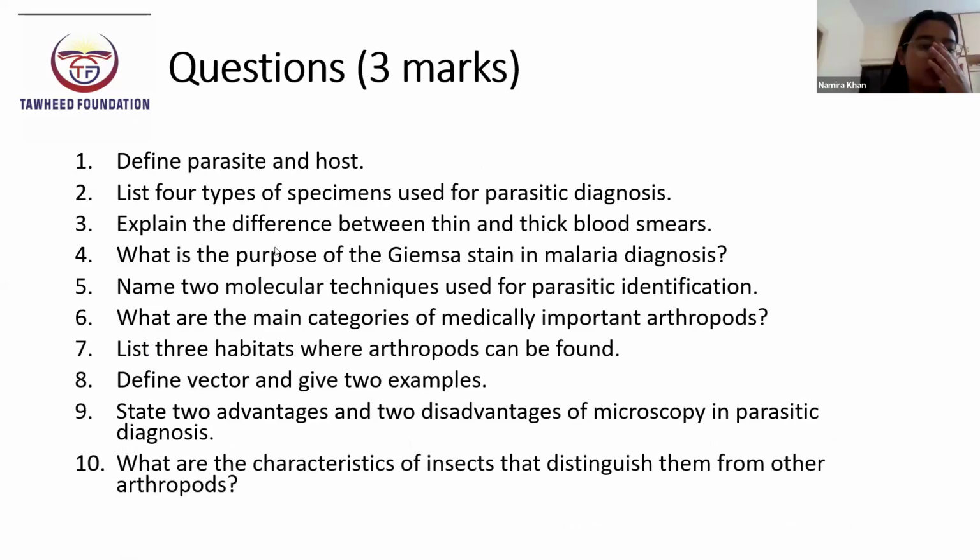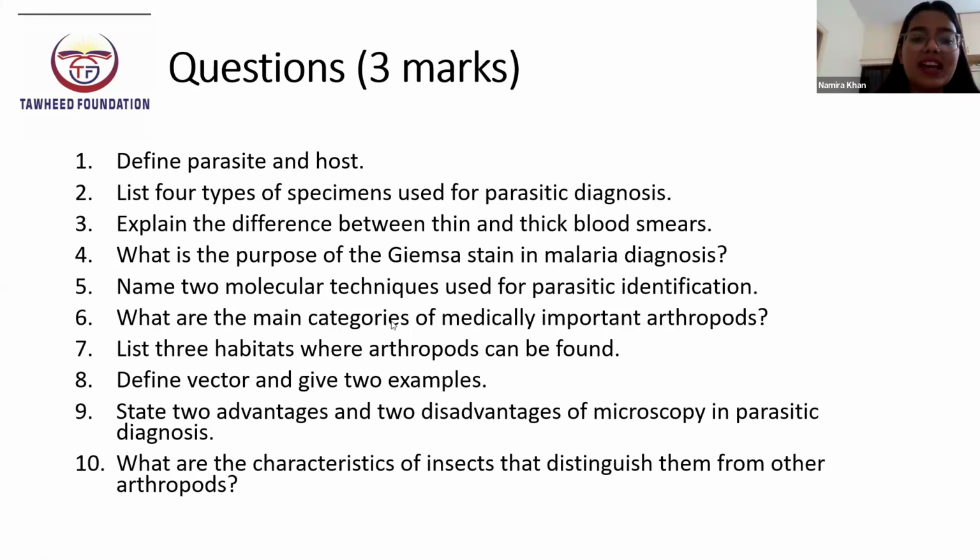Questions for 3 marks. First, define parasite and host. Second, list 4 types of specimens used for parasitic diagnosis. Third, explain the difference between thick and thin blood smears. Fourth, what is the purpose of the Giemsa stain in malaria diagnosis? Fifth, name 2 molecular techniques used for parasitic infections.